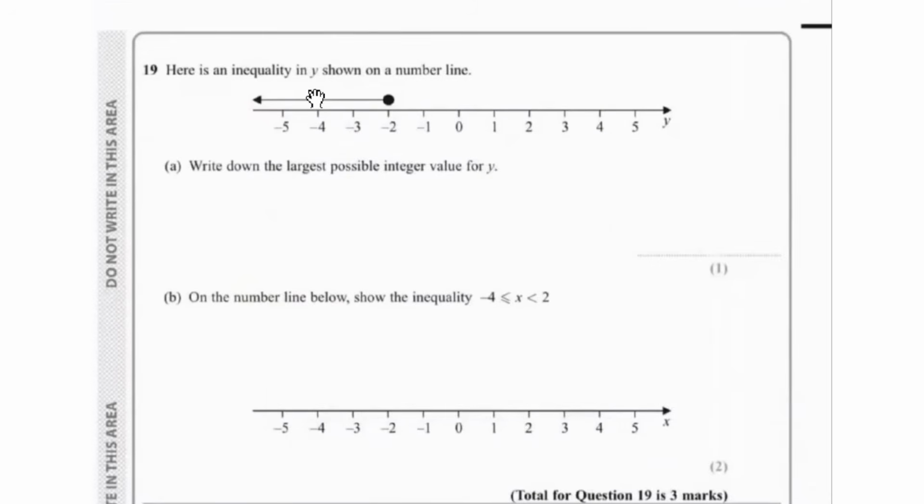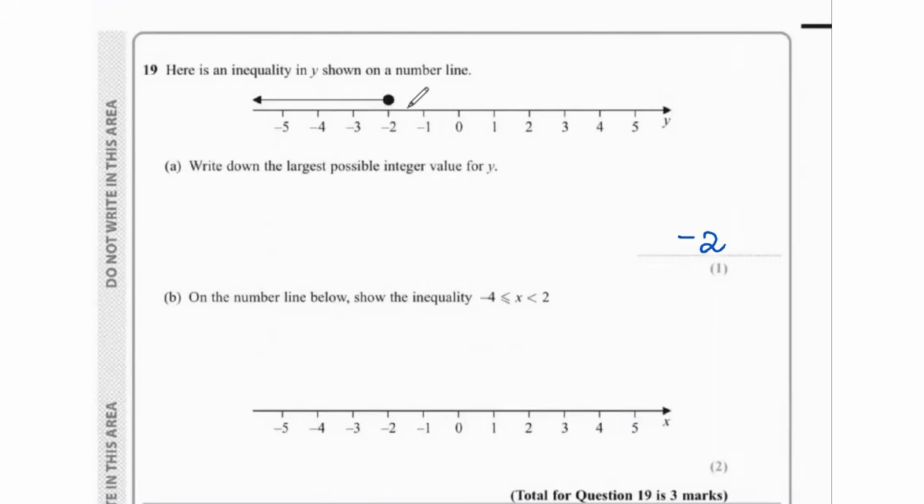Then here's an inequality in y shown on a number line. We have to write down the largest possible integer value of x. As you can see, the shaded dot is drawn at -2, and then the arrow is moving towards the left-hand side. If the arrow moves towards the left-hand side, that means the values of y are decreasing. So if they're decreasing and this shaded circle is at -2, a shaded circle means that value is included in the range of values, which makes -2 the largest possible value. If it was an unshaded circle, then the largest possible integer value would be -3, not -2.